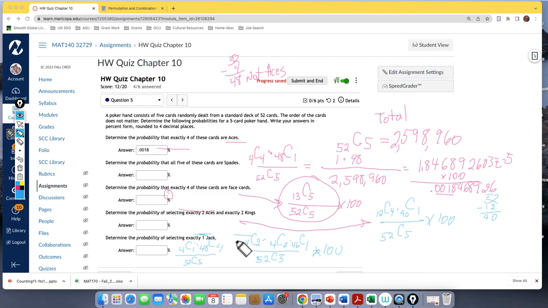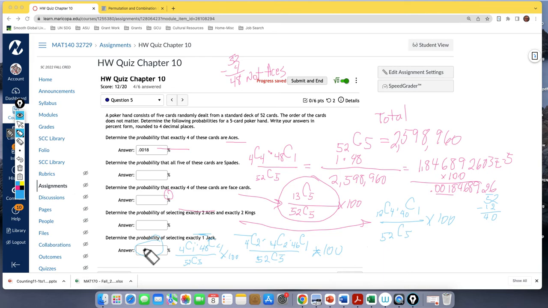We'll get one jack and could have any of the others. So again, we do this calculation. 4 choose 1 times 48 choose 4 divided by 52 choose 5, and then we multiply the whole thing by 100 to turn it into a percentage and put that answer in here.